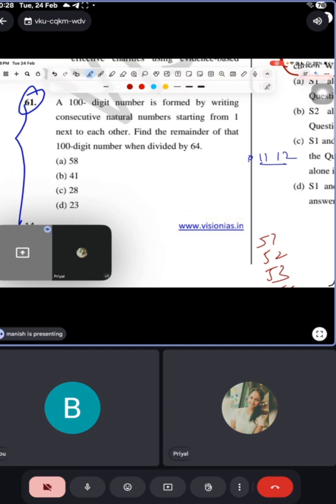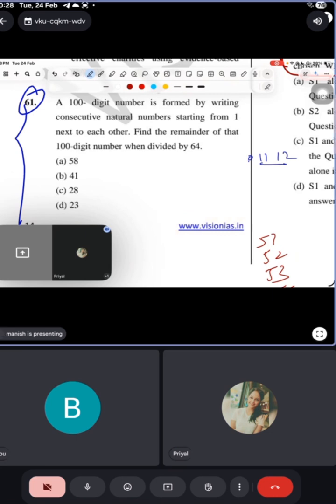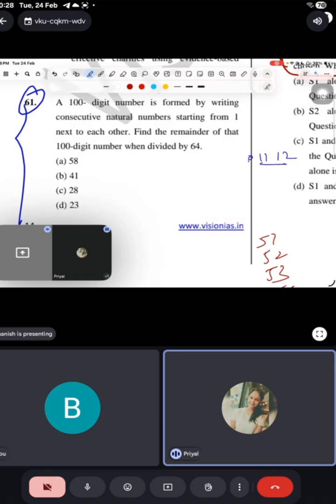A 100-digit number is formed by writing consecutive natural numbers starting from 1 next to each other. Find the remainder of that 100-digit number when divided by 64. Tell Priyal the demand first, because here is the catch. We will write the natural numbers and it will form a 3-digit number. Where is 3 digit? 3-digit number we have to form by the natural numbers, it is said.